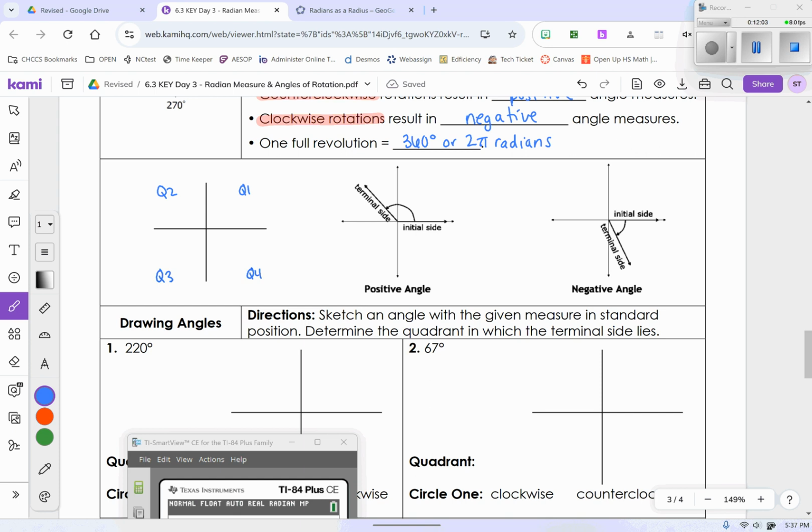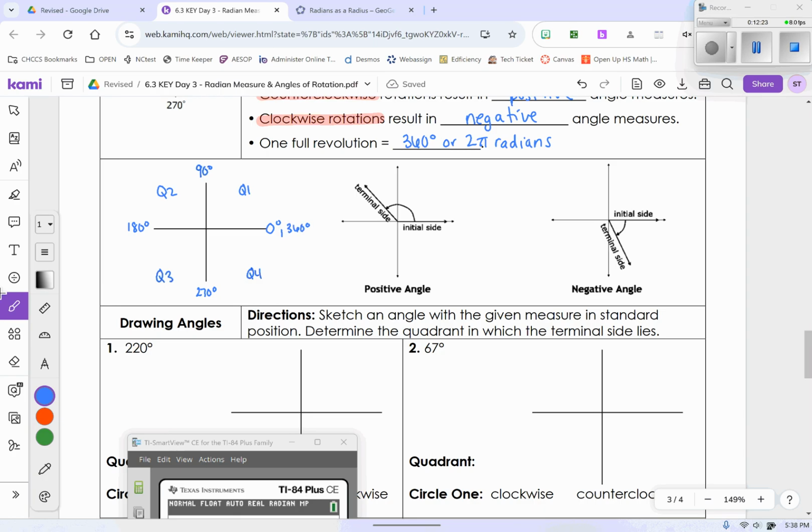When we're doing degrees around our circle, we would have 0 degrees. Up here would be a fourth of a circle, or 90 degrees. Half of the circle is 180 degrees. And then 270 degrees, we add 90 to that. And then another 90 would give us back around to 360 degrees.